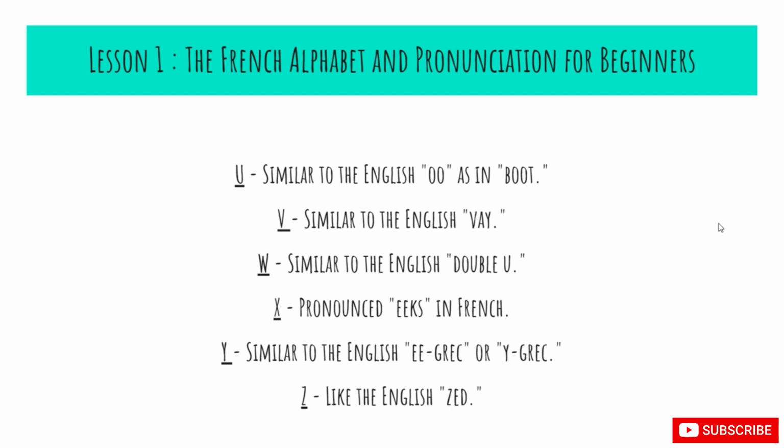U to Z. So U, similar to the English OO, as in boot, so U. V, similar to the English V. W, it's W, so it's like double V, W. X, pronounce X in French, so X. Y, it's Y, similar to the English Y. And Z is pronounced Z, Z-E-D, Z.